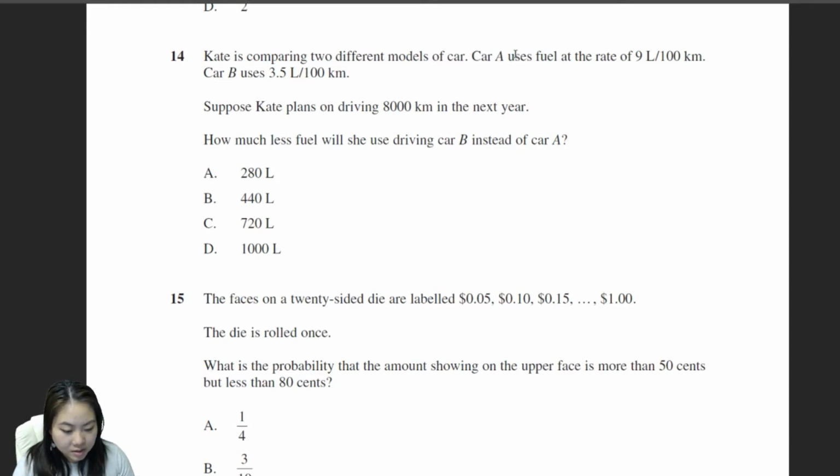Number 14. Kate is comparing 2 different models of cars. Car A uses fuel at a rate of 9 liters per 100k. Car B uses 3.5 liters per 100k. Suppose Kate plans on driving 8,000 kilometers in the new year. How much less fuel will she be using by driving car B instead of car A?